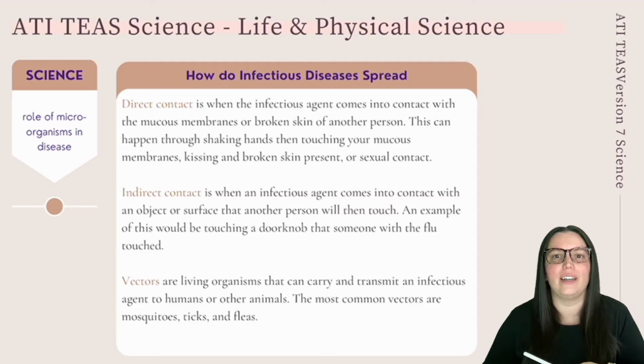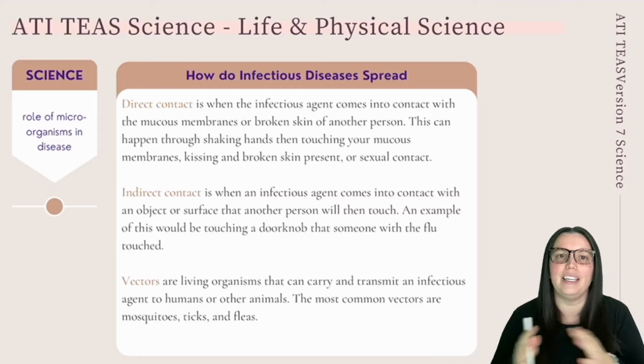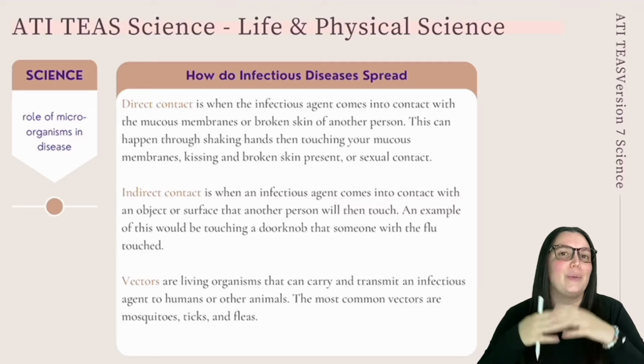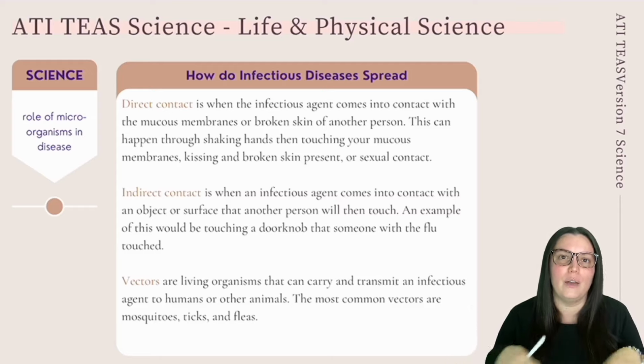Indirect contact is when an infectious agent comes into contact with an object or surface that another person then touches. So for example, this would be a person who has the flu touching the doorknob and then you coming behind them and touching that same doorknob. That would be indirect contact. This happens all the time with Clostridium difficile within the hospital settings. It is huge when it comes to spreadability, with people who don't wash their hands appropriately and come into contact with surfaces.